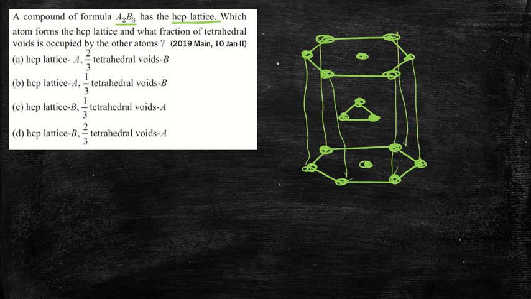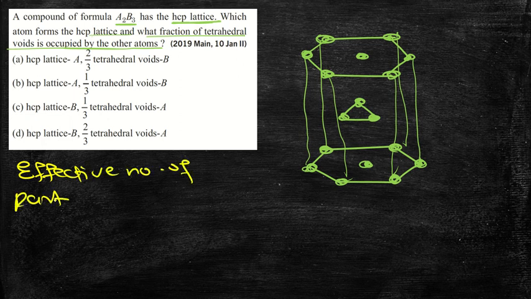So now they're saying that in this kind of a structure, the atom forms an HCP lattice. What fraction of the tetrahedral voids is occupied by the other atoms? Now, here something we need to understand is, first of all, what is the effective number of particles in one HCP? We should first find that.